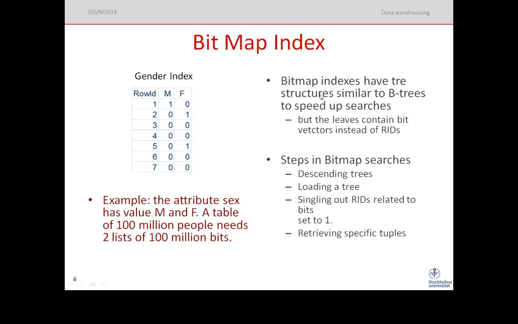And then we talk about bitmap indexes. They have tree structures similar to B trees to speed up searches, but the leaves contain bit vectors instead of row IDs. So here for row ID 1, we have the bit vector 1, 0. For row ID 2, we have the bit vector 0, 1. And for row ID 3, we have the bit vector 0, 0.